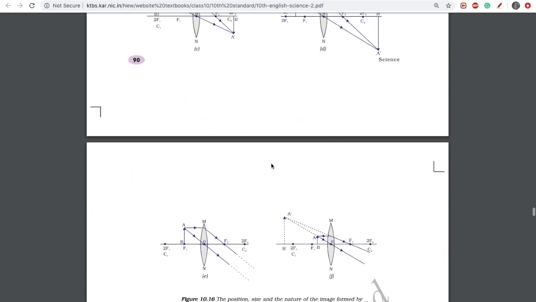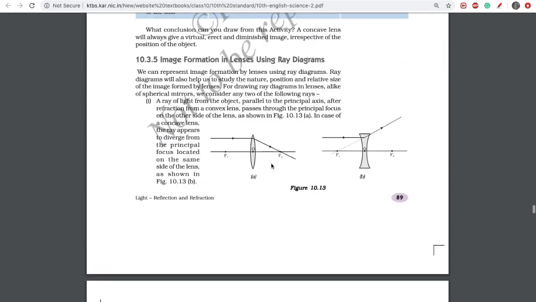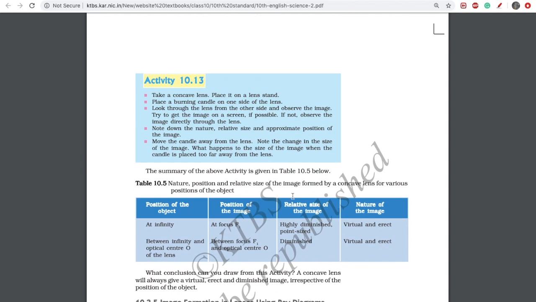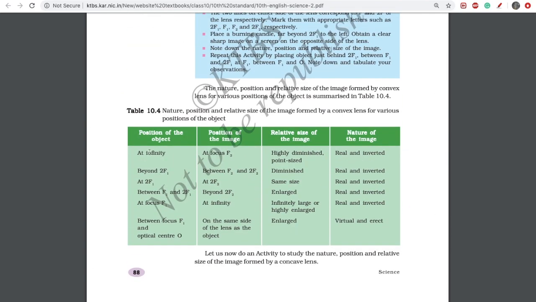6 cases, no? Okay, there is a table also actually here. You can see this is for concave lens, I think. Convex lens, see, there are 6 cases. At infinity, it will be formed at focus, point sized, correct, no? Then beyond 2f, between f and 2f, it will be formed diminished. At 2f, between f and 2f, it will be formed. Beyond 2f, it will be enlarged. At focus, it will be formed at infinity. So these are in inverse. See, at infinity, it will form at focus. If the object is at focus, image will be at infinity. Okay, then between focus and optical center, on the same side of the lens, it will be enlarged and erect and it will be virtual.